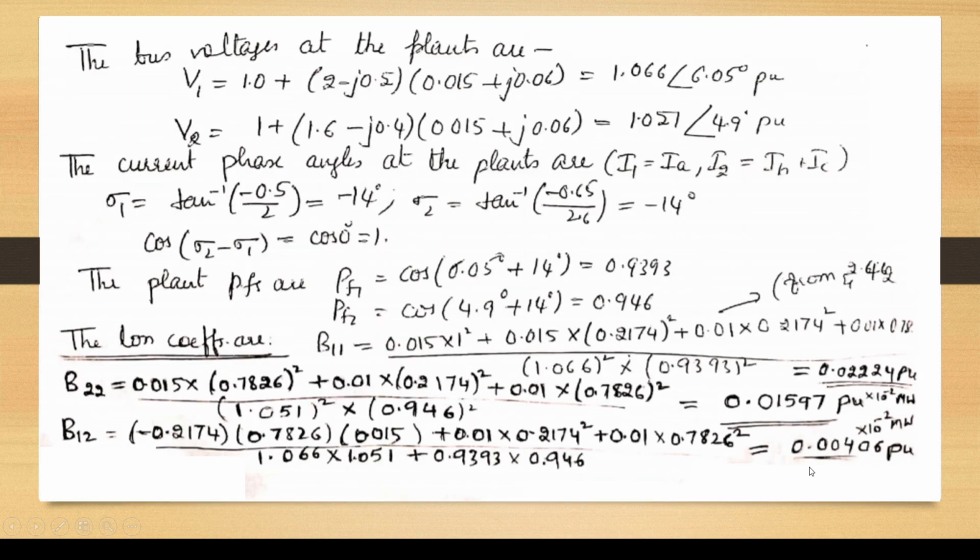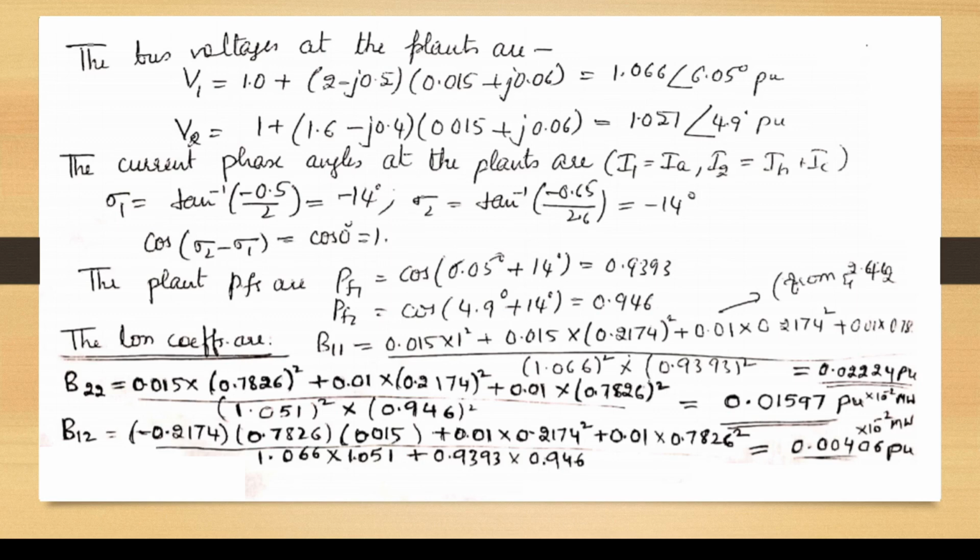Bus voltages at plants are V1 and V2. V1 is 1.0, it is given in the question. So 1.0 plus (2 minus j0.5) into (0.015 plus j0.06), that is 1.066 angle 6.05 per unit, and V2 we got as 1.051 angle 4.9 per unit. Current phase angles at plants are I1 equal to IA and I2 equal to IB plus IC.